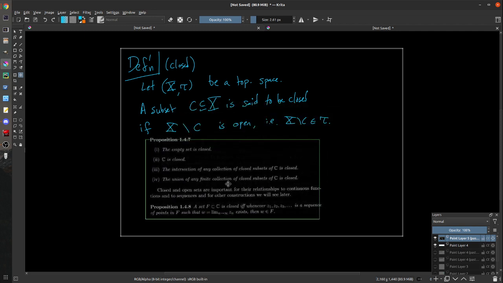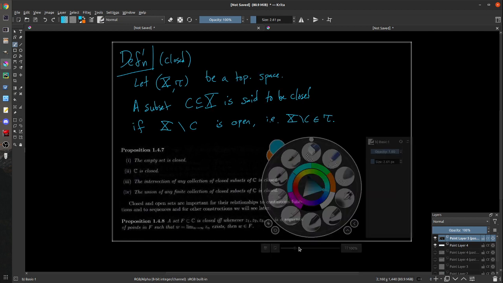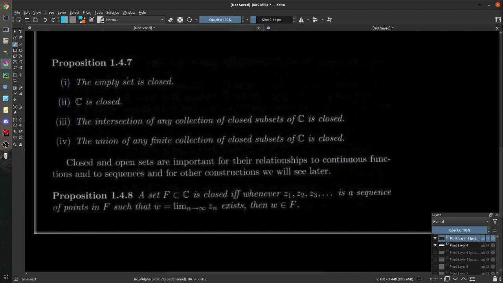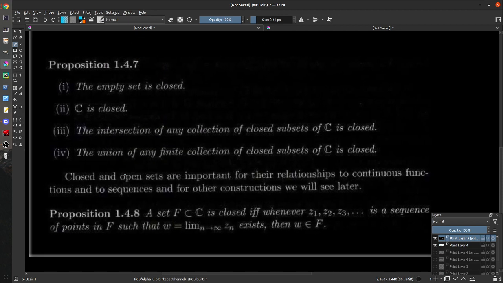Okay, so here's a proposition. Let's jump into this a little bit. Proposition 1.4.7. Here we've got some nice ones. Some of the things I just went and looked at: the empty set is closed, and the entire complex plane is closed. We just basically went through that for both of those.